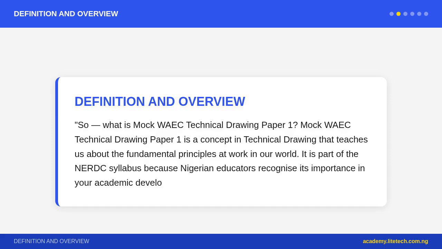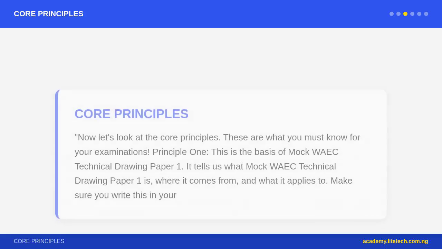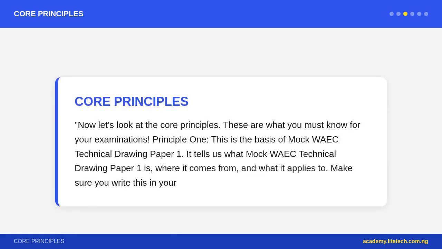Now let's look at the core principles. These are what you must know for your examinations. Principle 1. This is the basis of mock WAEC Technical Drawing Paper 1. It tells us what mock WAEC Technical Drawing Paper 1 is, where it comes from, and what it applies to. Make sure you write this in your notebook.